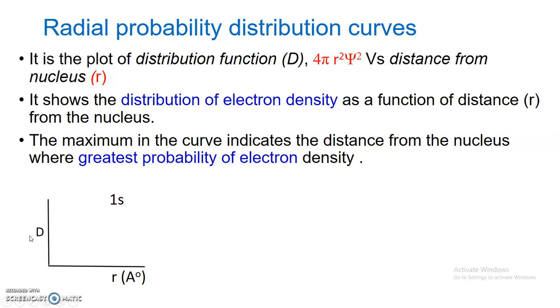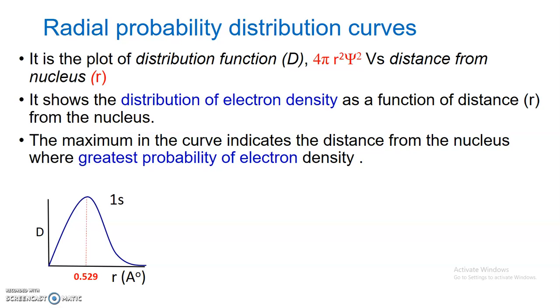So here for 1s orbital, when the distribution function D, that is 4 pi r square psi square, is plotted versus distance from the nucleus, then this is the nature of the graph. When the distance from the nucleus is 0, the probability of finding an electron is 0, and as we go away from the nucleus, the probability of finding an electron increases, and at a certain distance there is a maximum probability of finding an electron.